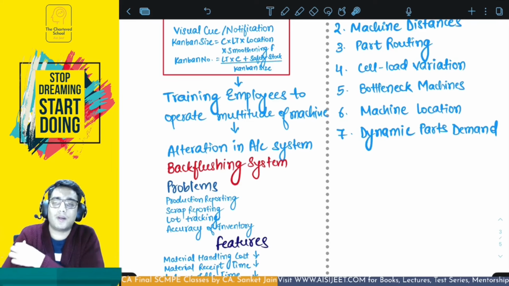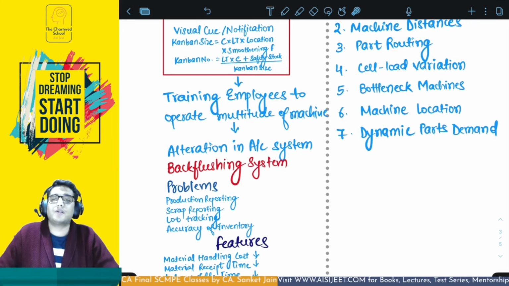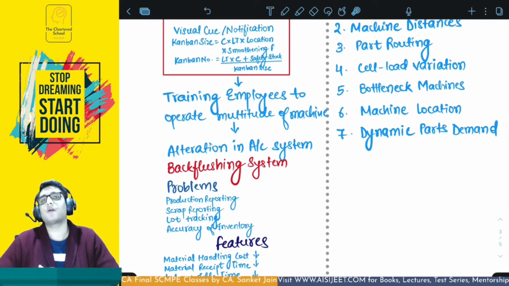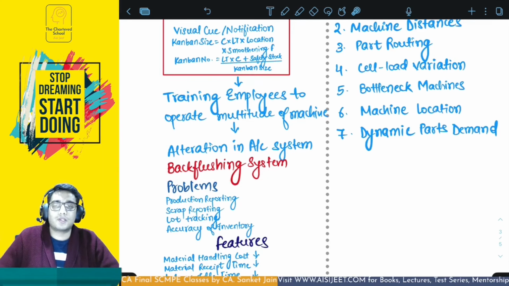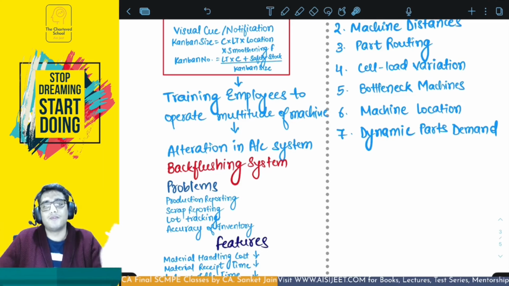And then under JIT, we also require alteration in the accounting system. What alteration do we require? We need another system which is called the backflush accounting or backflushing system. Backflushing system, understand it very carefully, is a system in which we are passing entries right after the production is done. Till the production is happening, we are not going to pass any entry. Once the production is completed, we will pass an entry under the backflushing system. How is this entry going to be passed? Understand this. I'm not going to tell you the entry. What I'm going to tell you is how it is calculated.